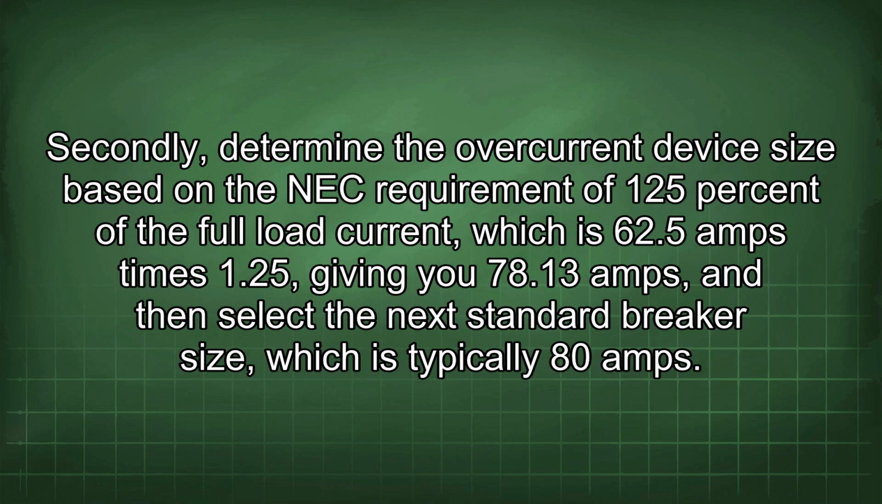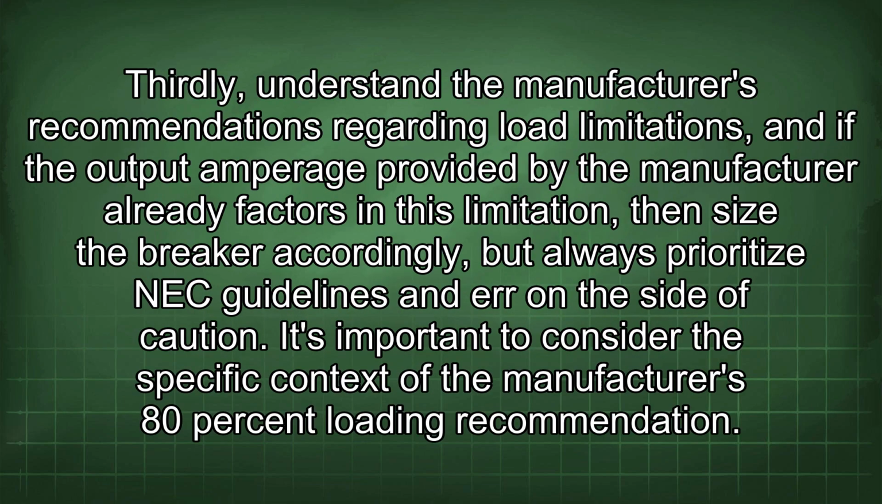Secondly, determine the overcurrent device size based on the NEC requirement of 125% of the full load current, which is 62.5 amps times 1.25, giving you 78.13 amps, and then select the next standard breaker size, which is typically 80 amps. Thirdly, understand the manufacturer's recommendations regarding load limitations, and if the output amperage provided by the manufacturer already factors in this limitation, then size the breaker accordingly, but always prioritize NEC guidelines and err on the side of caution.